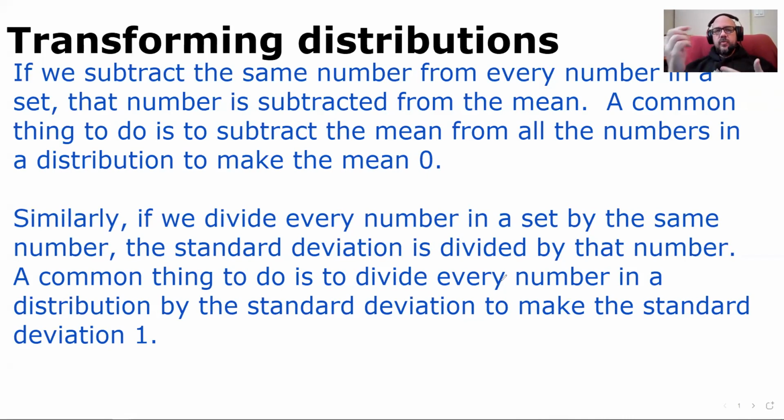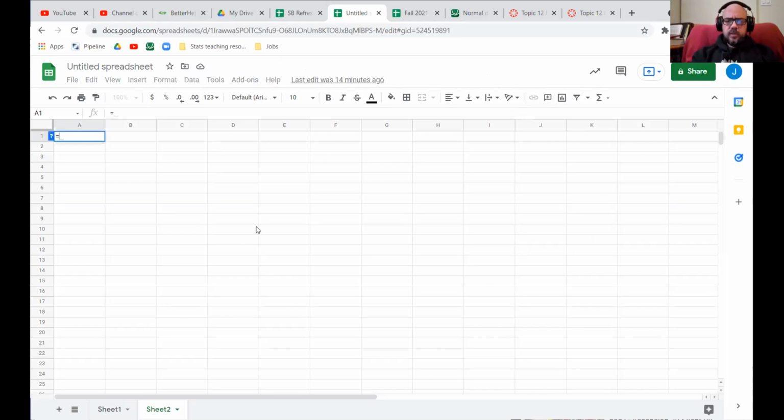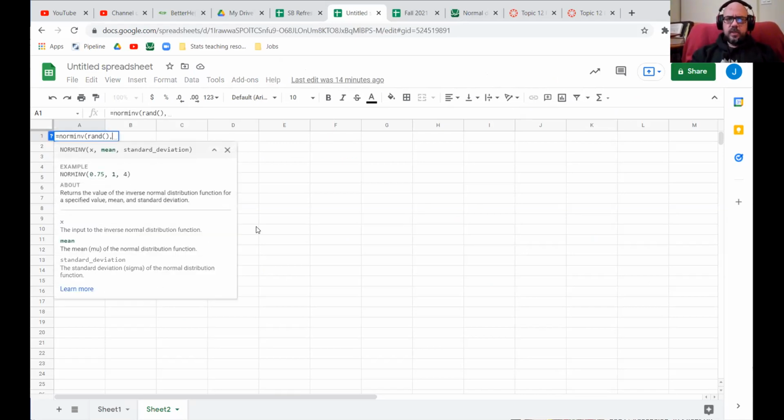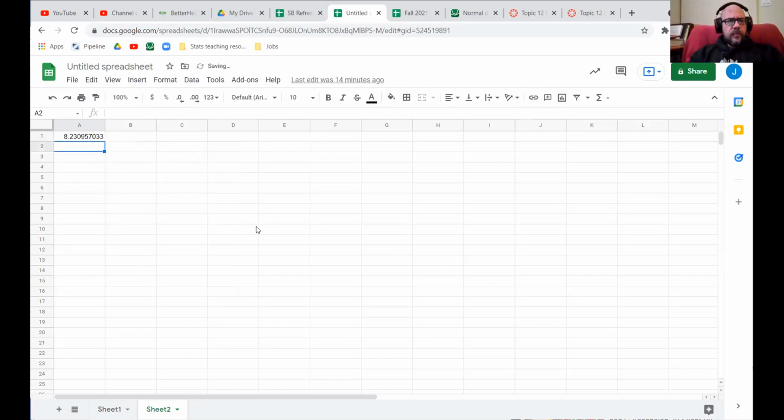So a common thing to do in both cases is to subtract the mean from everything to make the mean 0. And similarly, we can divide everything by the standard deviation and make the standard deviation 1. I want to show you that because that seems like a thing that might require a little bit of convincing. So I'm just going to do this. Let's see, norm, and let's do like 10 and 5 here. I'm going to make like 10 numbers here. That would be convincing enough, I hope.